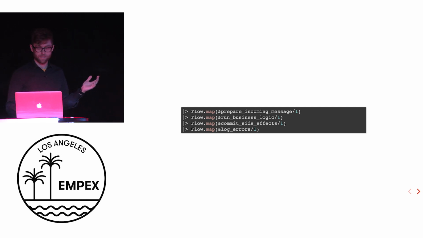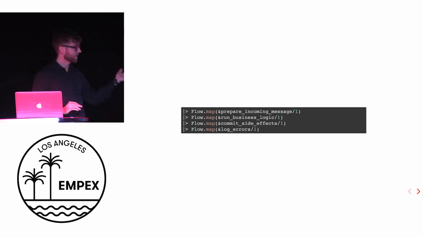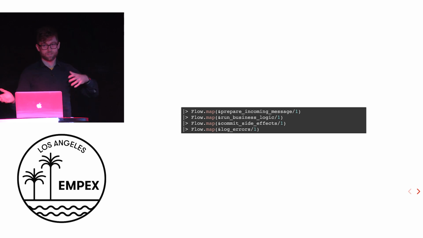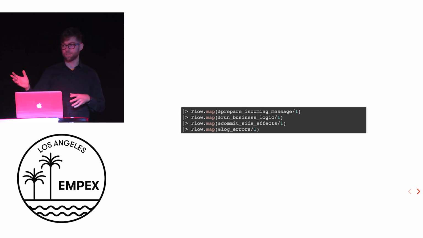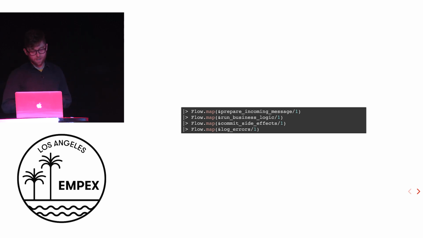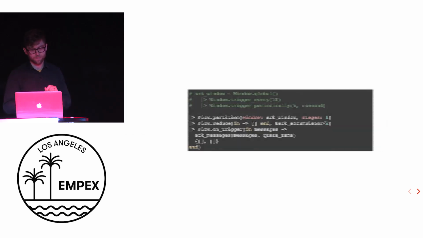And as you can see by my lovely function naming, for each message that comes in off the queue, we prepare it, which is mostly just taking the JSON and turning it into our main message data structure, which I'm going to talk about in a second. Then we run the message through some business logic, which essentially does some lookups and makes some decisions. Then we commit any side effects that are built up in the transformations, and another side effect is that we log any errors that have come up along the way.